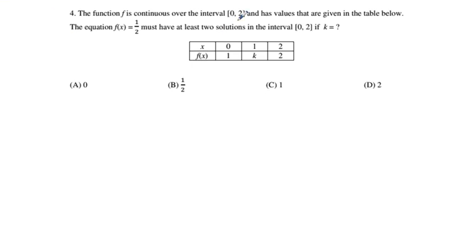Function f is continuous over the closed interval from 0 to 2, and has values that are given in the table below. The equation f of x equals 1/2 must have at least two solutions in the interval, again, the closed interval from 0 to 2, if k equals question mark, and you have a table.